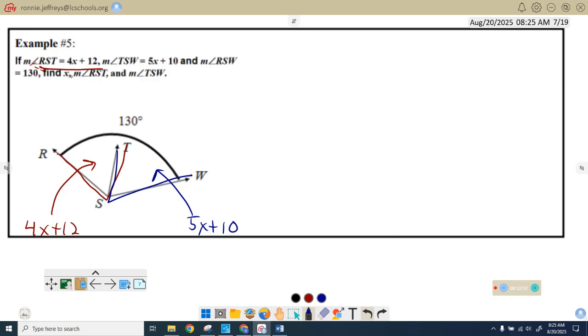Now it says if this whole thing is 130, find x and then find these two angles. All right, we know how to do this. This is very similar to what we have been doing.